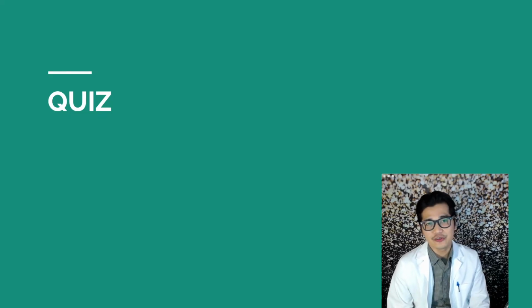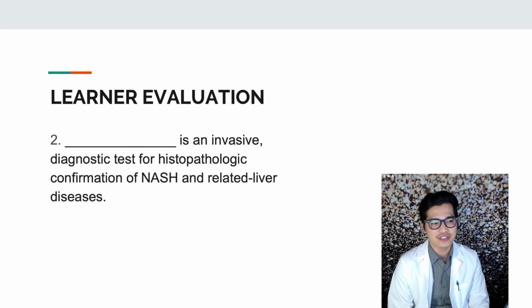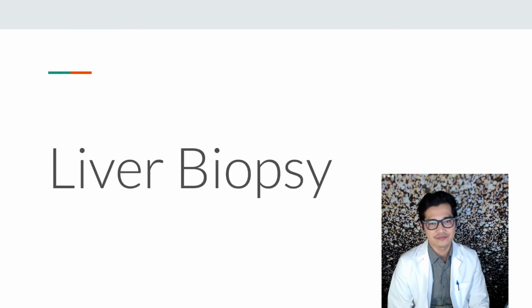Let's go over your answers. For number 1, true or false? NAFLD is a spectrum of diseases that range from simple steatosis to potential liver fibrosis, cirrhosis, and liver cancer. The answer is true. For our next question, blank is an invasive diagnostic test for histopathologic confirmation of NASH and related liver diseases. The answer is liver biopsy.